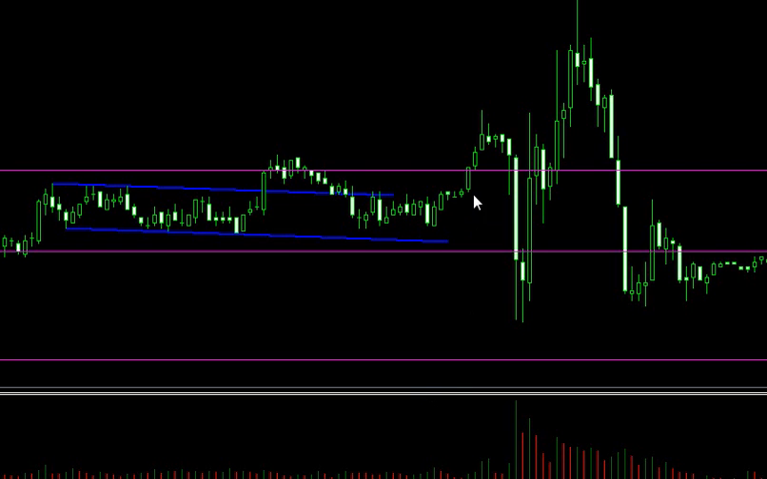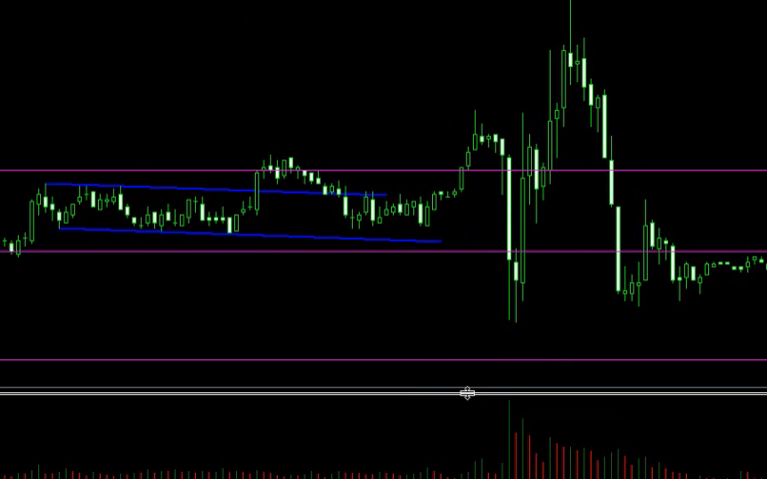My first target is usually based on just looking to the left. It's really that simple. Just when you enter a trade, look to the left. So let's zoom out a bit. Look to the left and see what you see on the left.